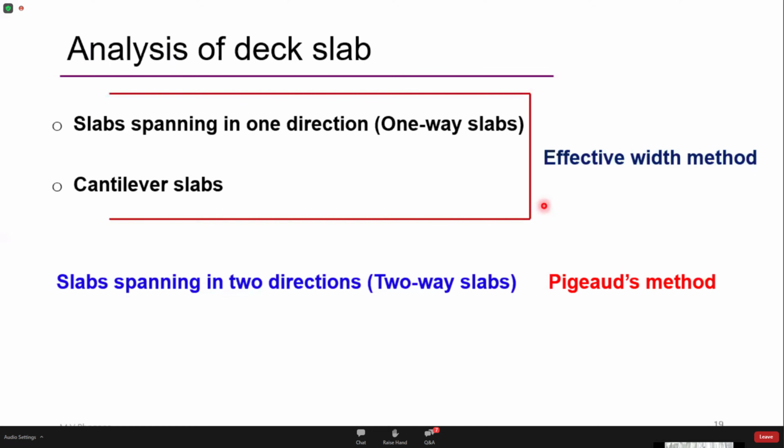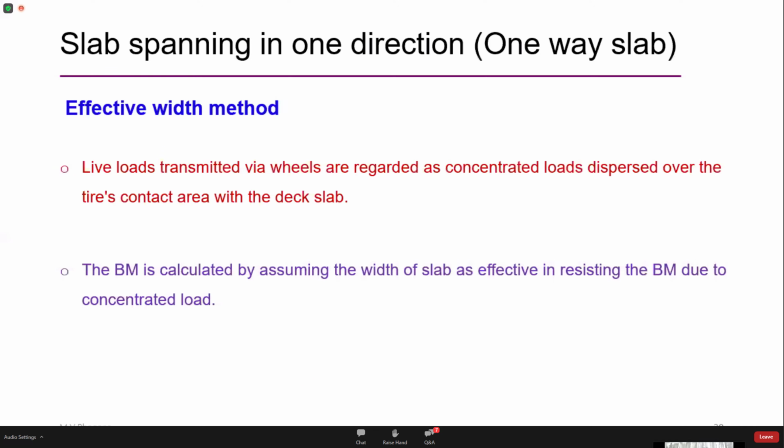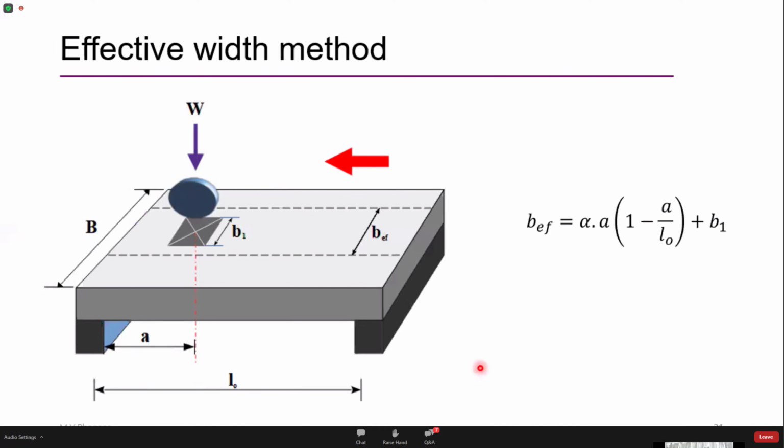First, we'll try to understand what the effective width method is. In case of a one-way slab, the method that we adopt is the effective width method. Here, the live load transmitted by the wheels is regarded as concentrated loads which are dispersed over the tire contact area with the deck slab. The bending moments are calculated by assuming a width of the slab as effective in resisting the bending moment due to concentrated loads. Both these assumptions can be explained by this simple diagram here.